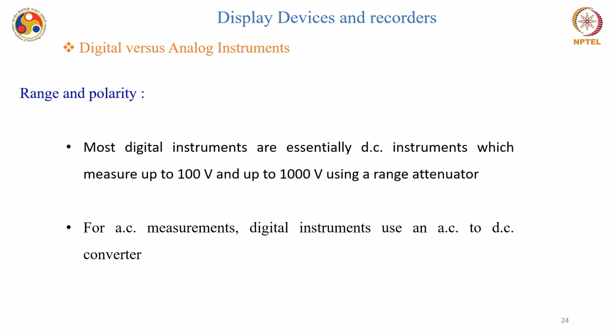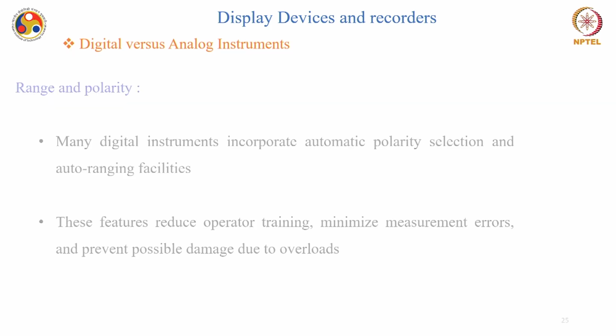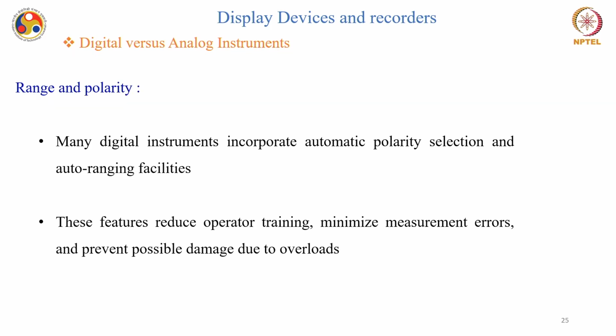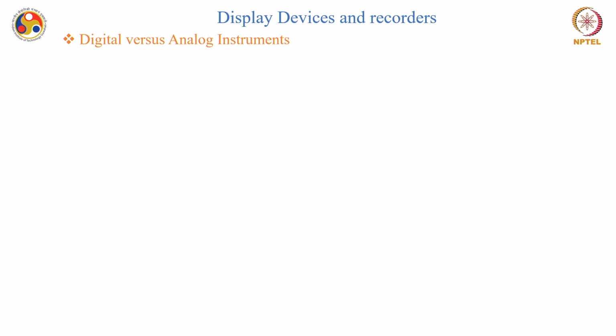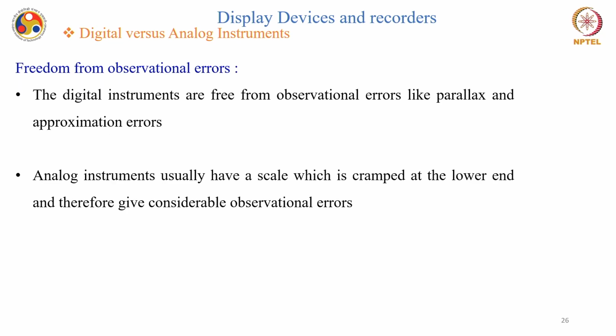If you talk about the range and polarity of these devices, most digital instruments are essentially DC instruments which measure up to 100 volt and up to 1000 volt using a range attenuator. For AC measurement, digital instruments use an AC to DC converter, right? Many digital instruments incorporate automatic polarity selection and auto ranging facilities. Now, these features reduce operator training, minimize measurement errors and prevent possible damage due to overload of the circuit.